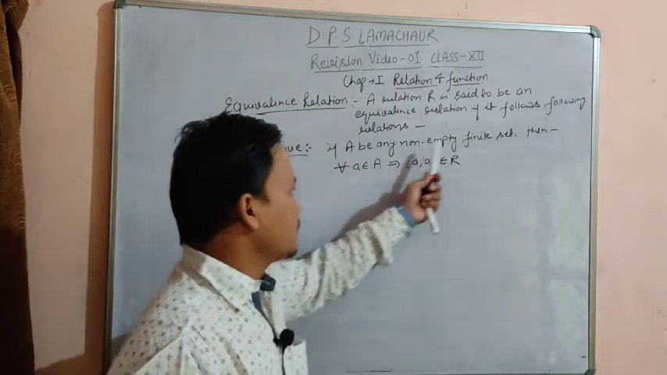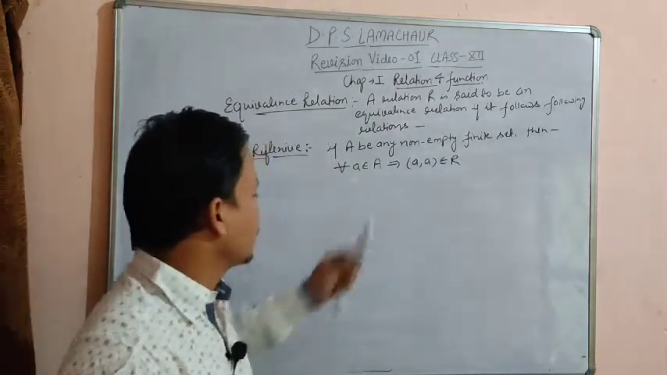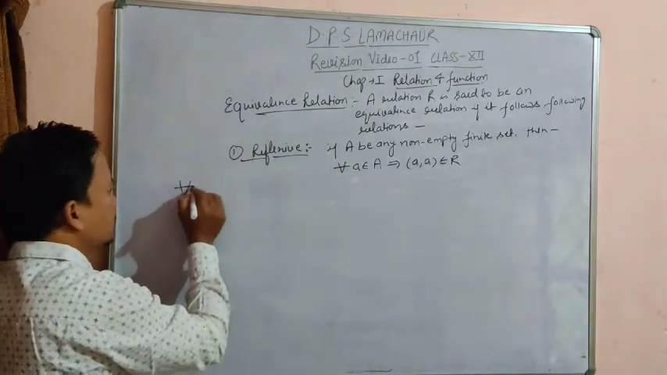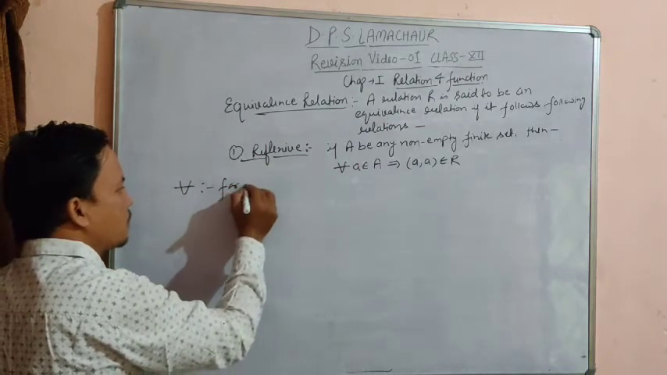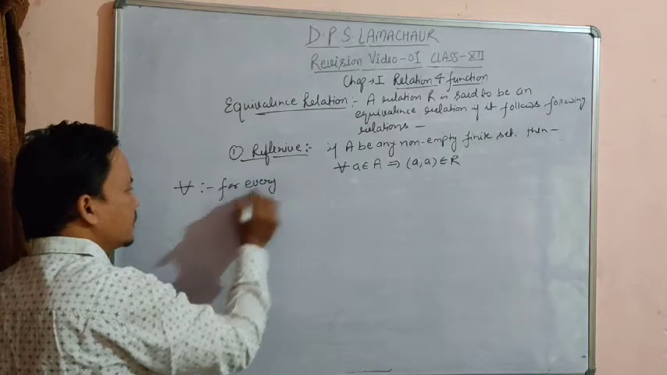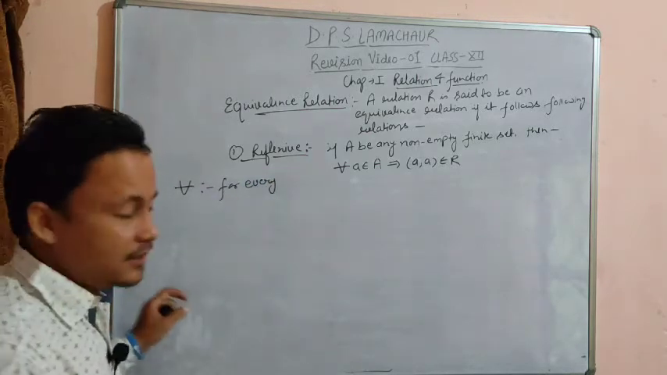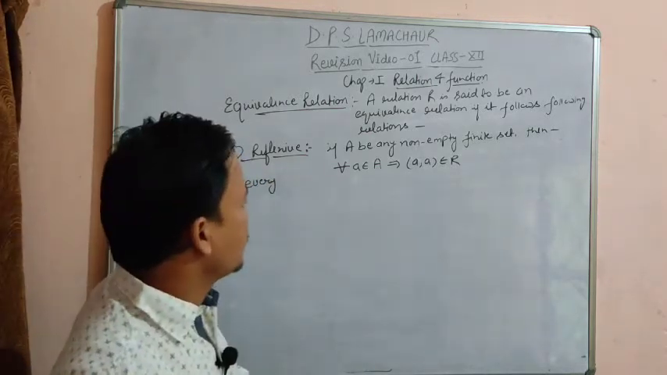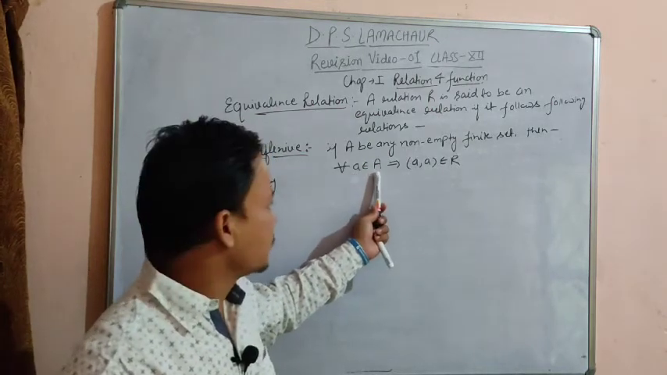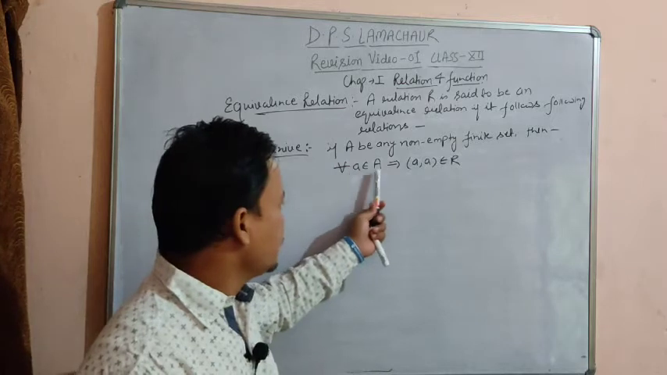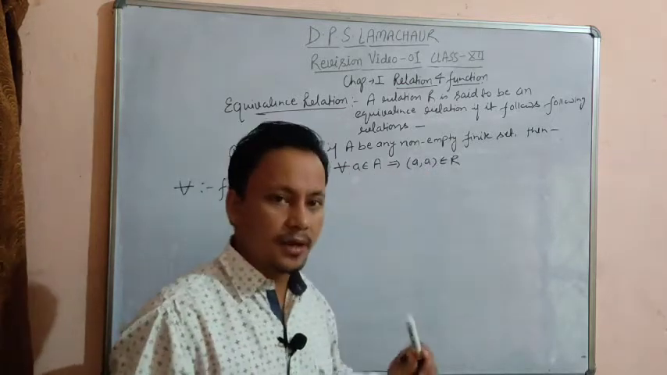If A is any non-empty finite set, then for every, this is the notation of "for every", a belongs to A, where this small a is any element of this particular set A, then a comma a belongs to R.